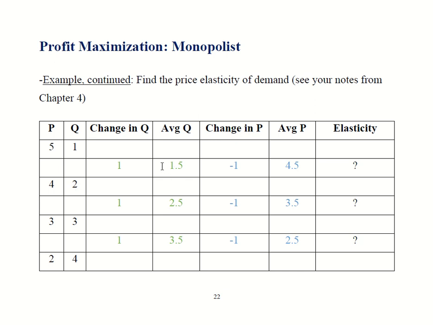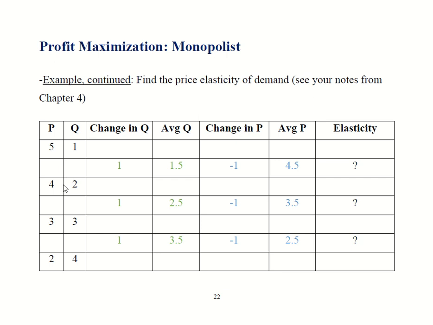We do the same for price. Here price has fallen from 5 to 4. It's a change of -1. Likewise for average price, you don't average all 4 of these guys. You just average 2 of them. Average of 5 and 4 is going to be 4.5. That's where that number came from.